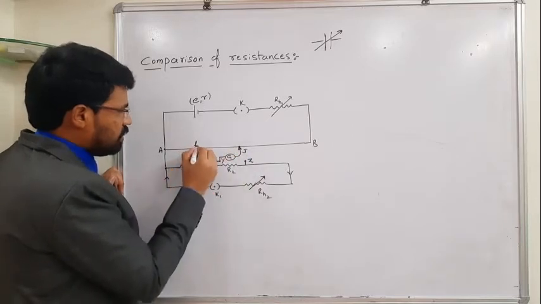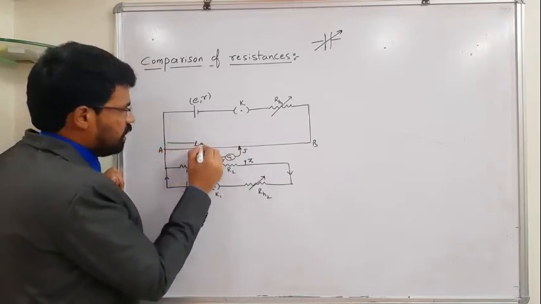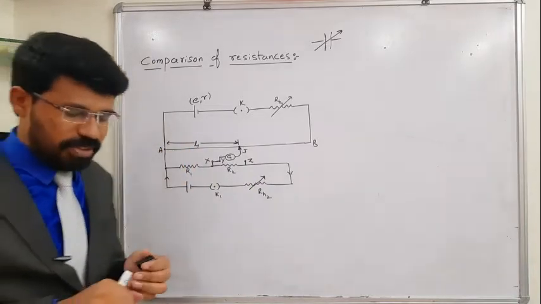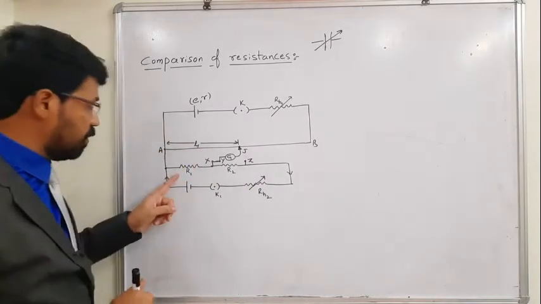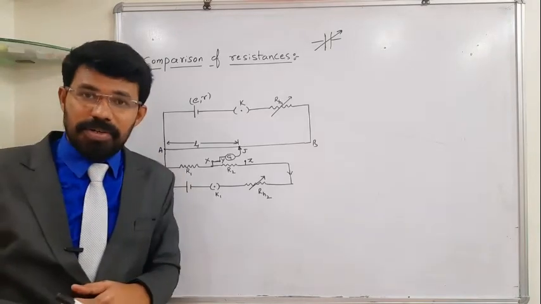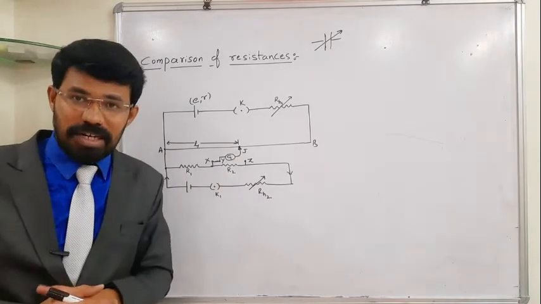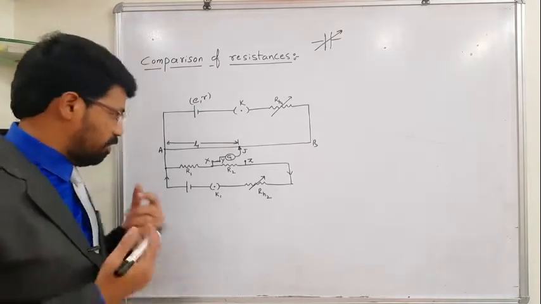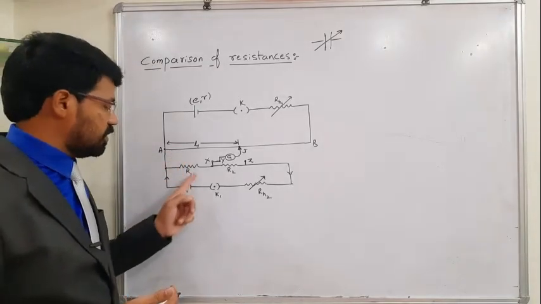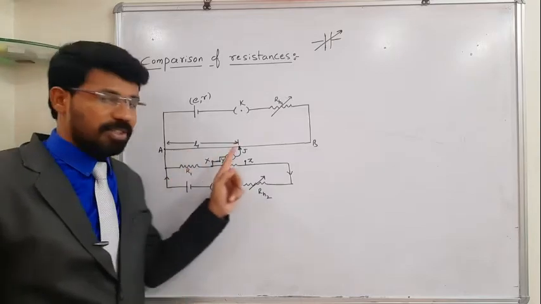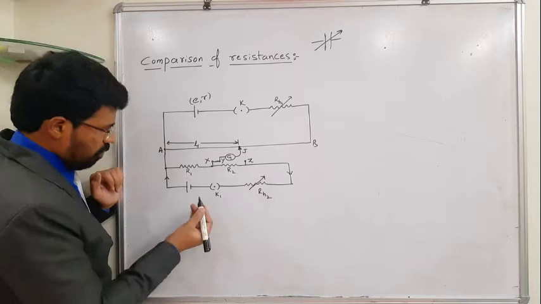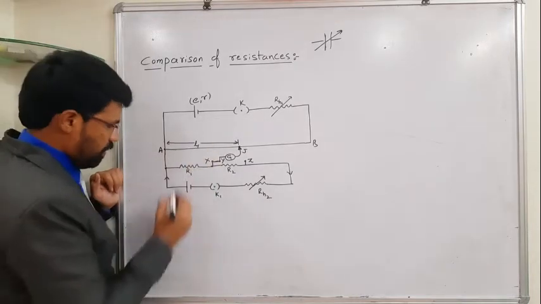Let us say this length is L1. I will take that length as L1. So whatever potential difference is there across L1, if that is exactly equal to the potential difference across R1, then the galvanometer shows null deflection. If the galvanometer shows null deflection, how do you have to understand that? It means the potential difference across this resistance R1 is exactly equal to the potential difference across this part of the length L1. So how to find out the potential difference across this L1?